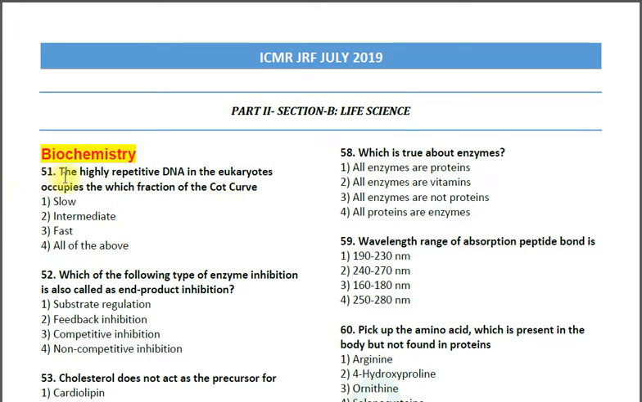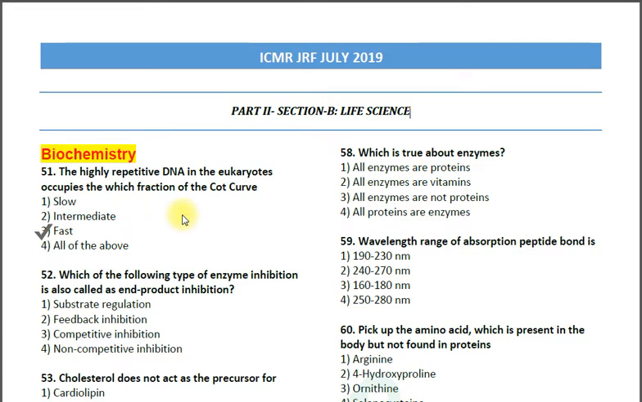The question number 51. The highly repetitive DNA in the eukaryotes occupies which fraction of the CUET curve? The options are 1 slow, 2 intermediate, 3 fast, 4 all of the above. Out of this, the correct option is option number 3, that means fast. CUET analysis is based on the principle of DNA reassociation kinetics. When there is more repetition, there is faster reassociation.